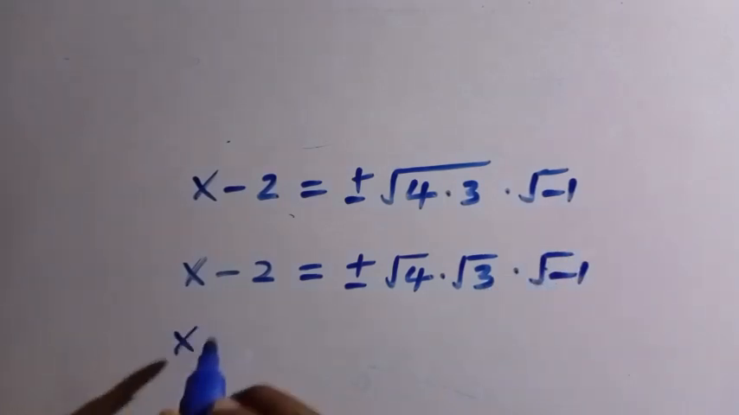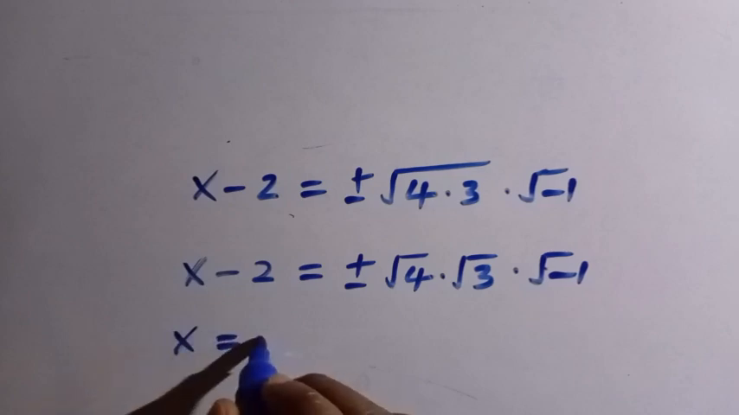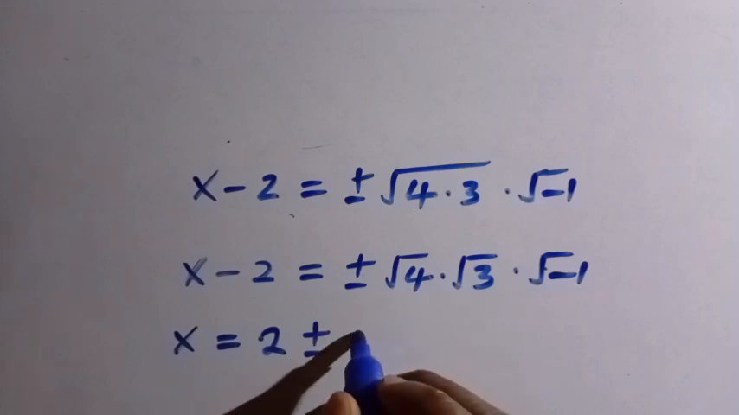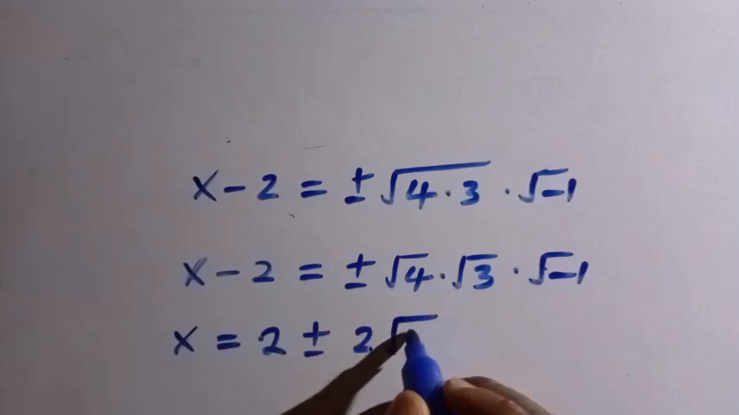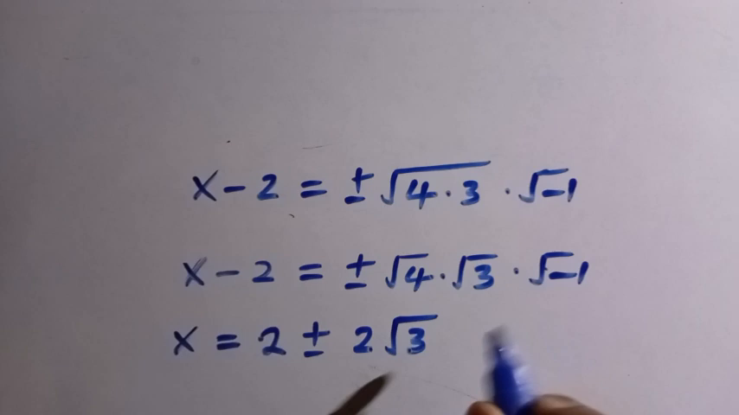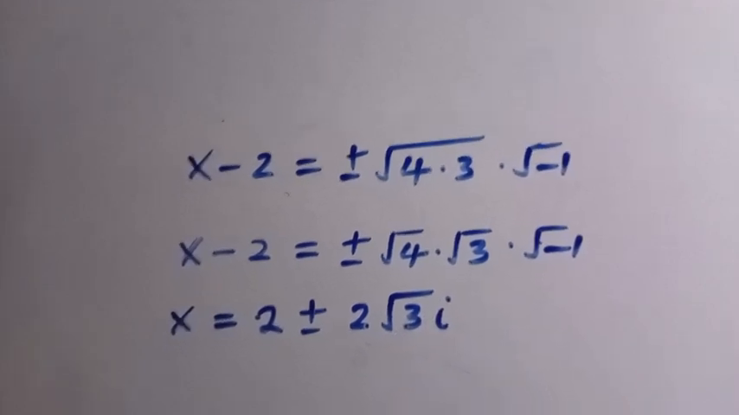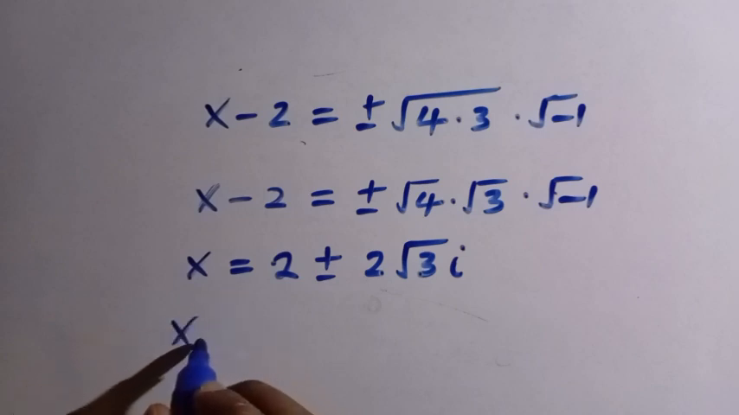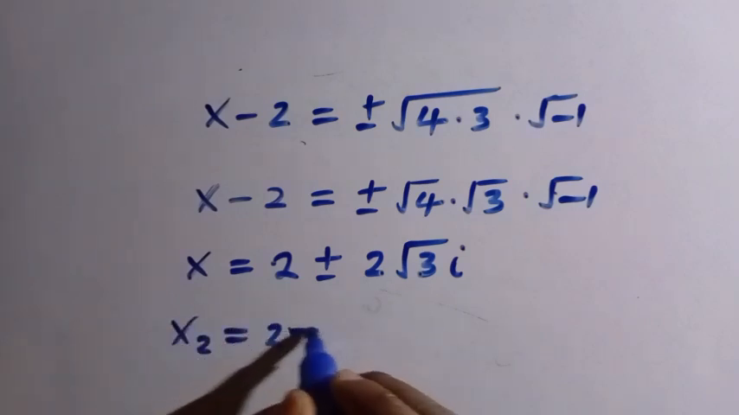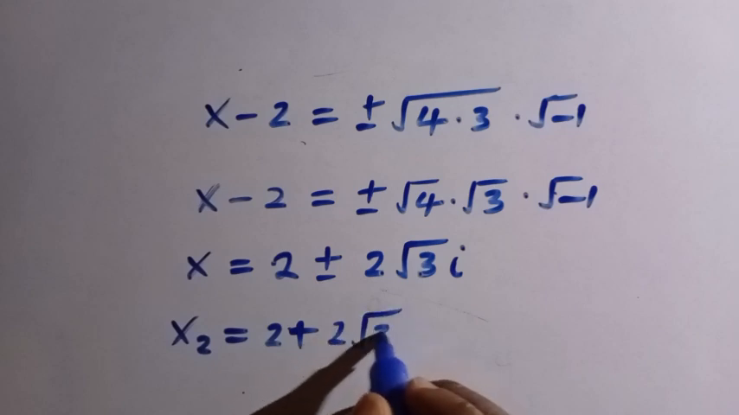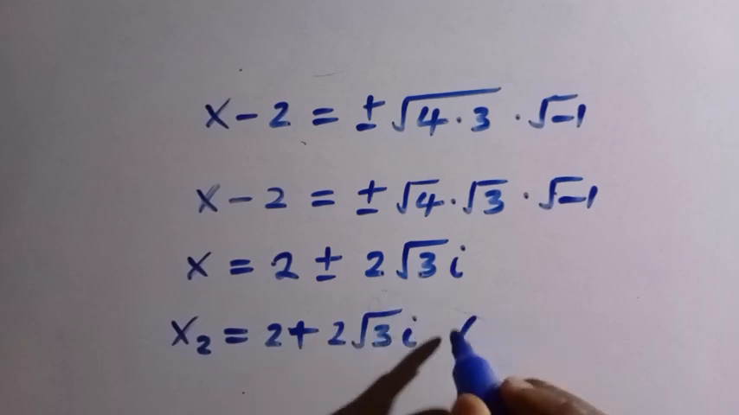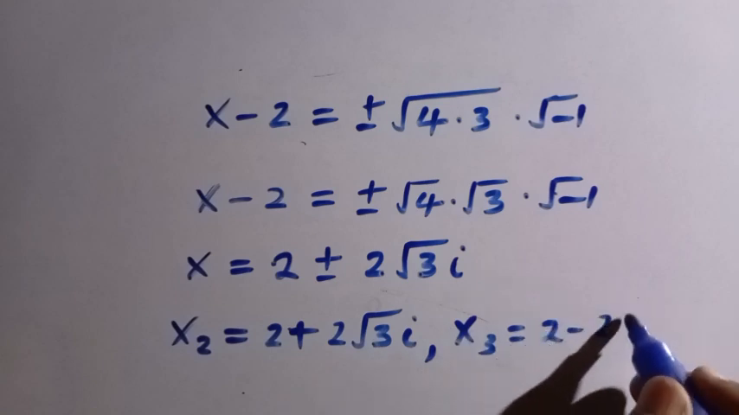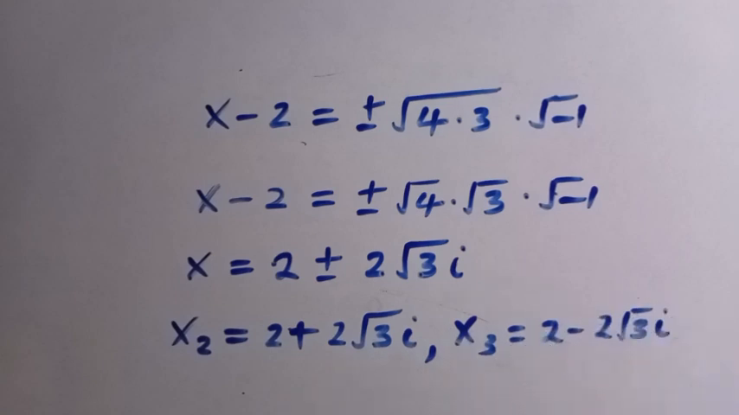Then we have x, let's transfer 2 to the other side. This x equals 2 plus or minus the square root of 4, that is 2, multiplied by square root of 3, and this is square root of minus 1, which is given as i. Then we'll consider this as two different values of x, which is x2 equals 2 plus 2 square root of 3 i, and we have our x3, which equals 2 minus 2 square root of 3 i.